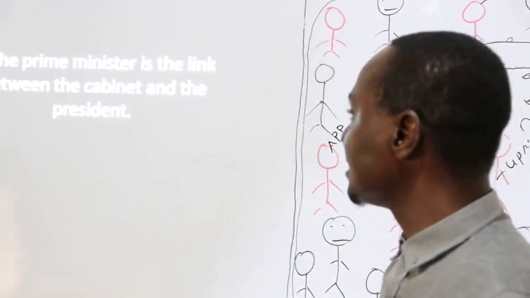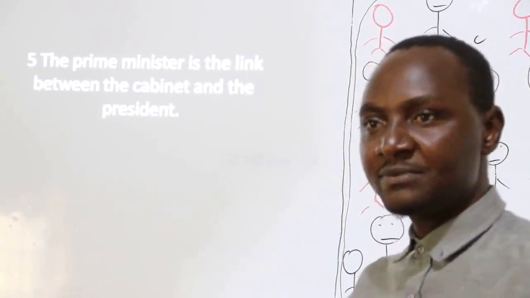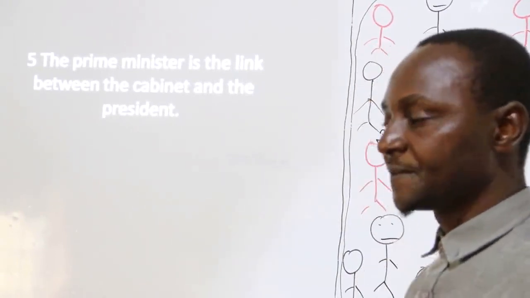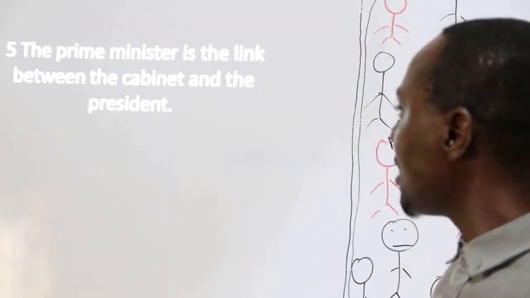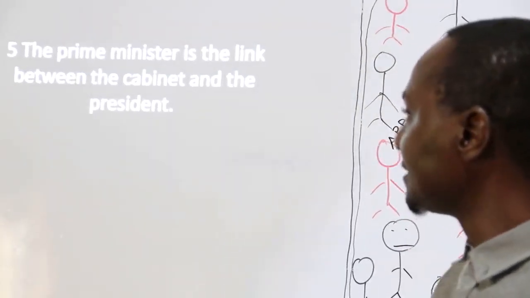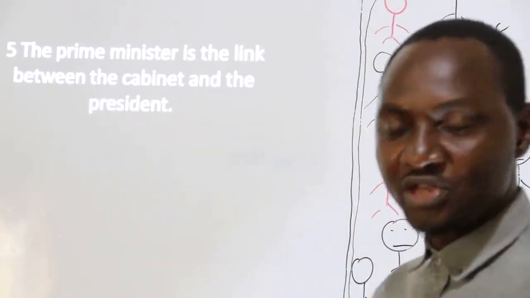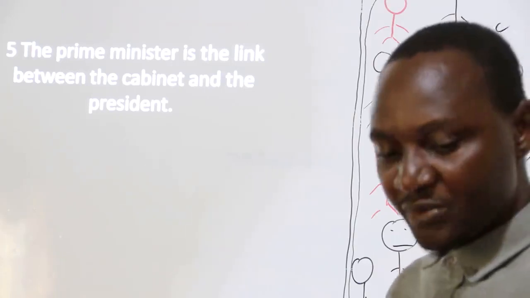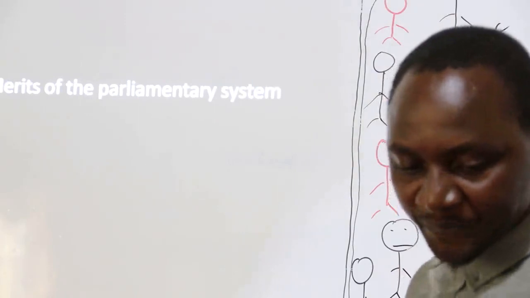The Prime Minister is the link between the cabinet and the president. Like I've said, in some countries they call them heads of state. Now the Prime Minister in Britain is the one responsible for shuttling between the cabinet members and the Queen of England. So he shuttles between the Queen of England and all the parliamentarians in the parliament.